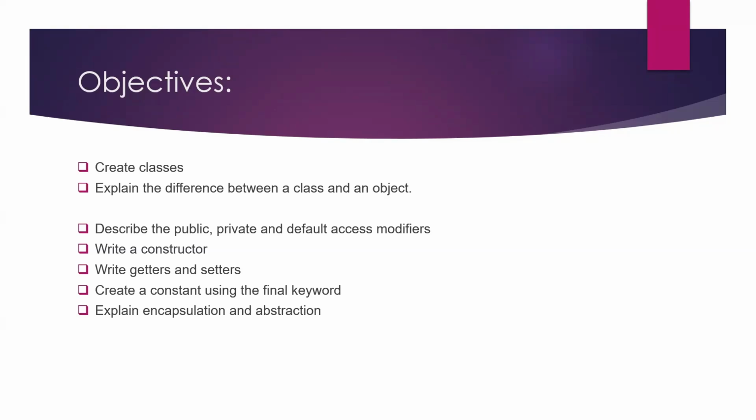The objectives for today are to create classes, and I already explained the difference between a class and an object. We will again describe the access modifiers. We will write a constructor. We'll probably write more than one constructor. We'll see. We will create getters and setters. What are those? You'll find out in a minute. We will also create a constant using the final keyword, and I will touch on encapsulation and abstraction.